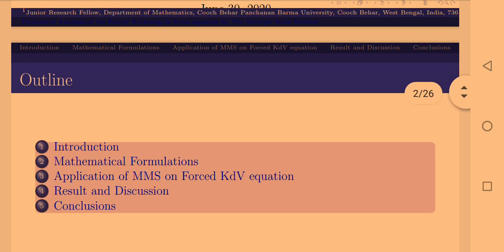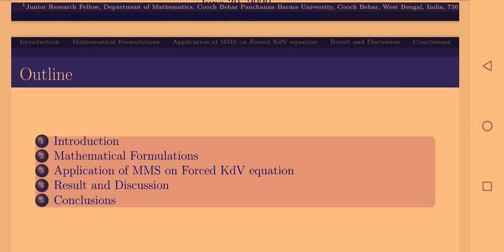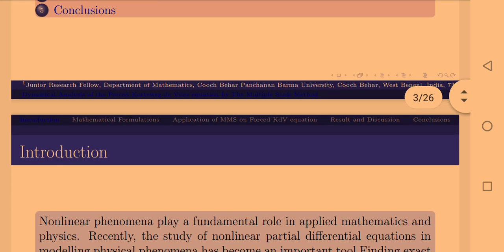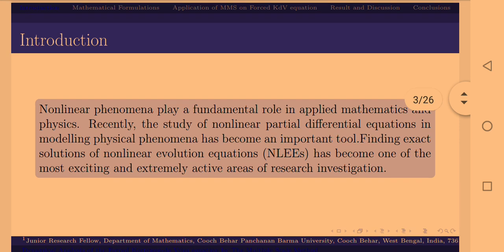Nonlinear phenomena play a fundamental role in applied mathematics and physics. Recently, the study of nonlinear partial differential equations in modeling physical phenomena has become an important tool. Finding exact solutions of nonlinear evolution equations has become one of the most exciting and extremely active areas of research investigation. A variety of powerful methods have been presented, such as the inverse scattering transform, Hirota's bilinear method, sine cosine method, homotopy perturbation method, homotopy analysis method, etc.